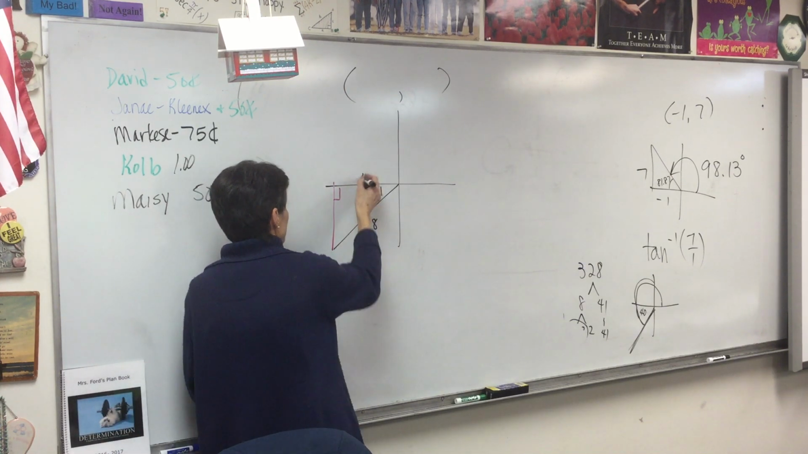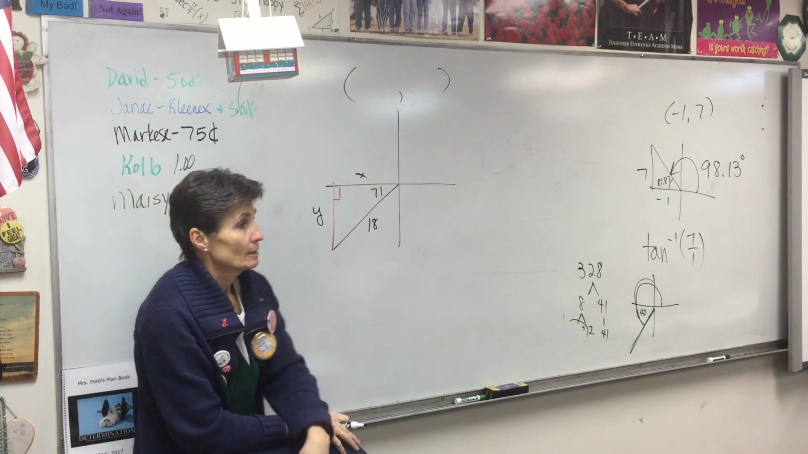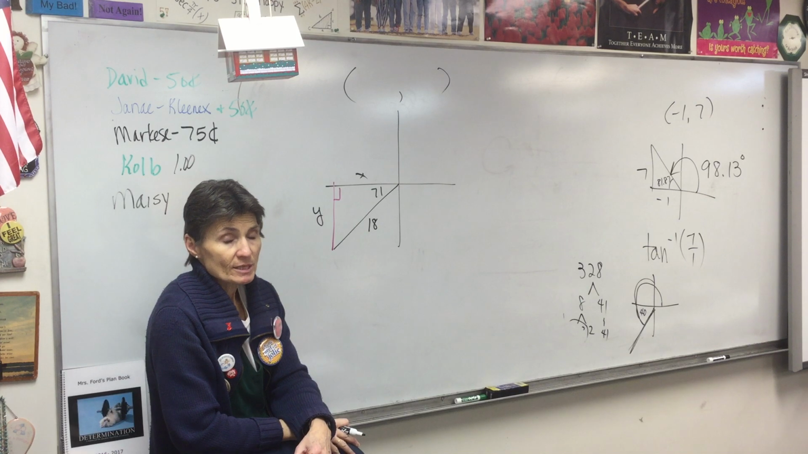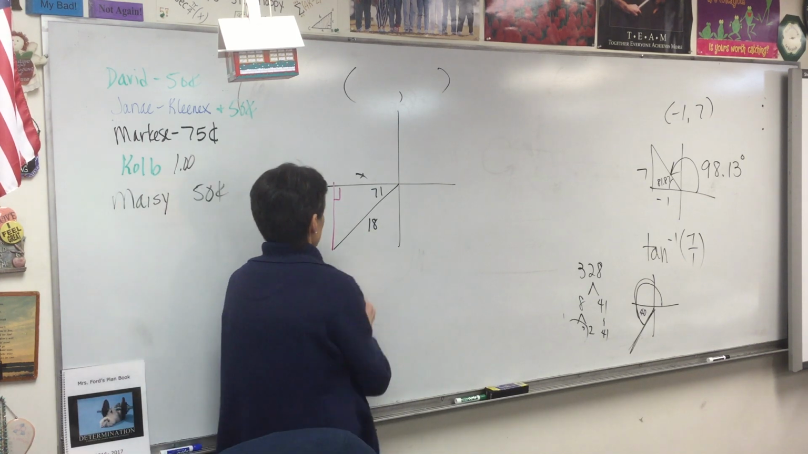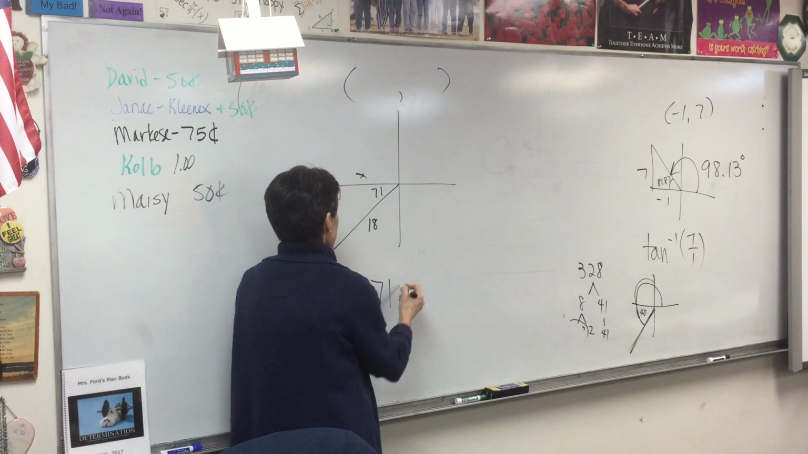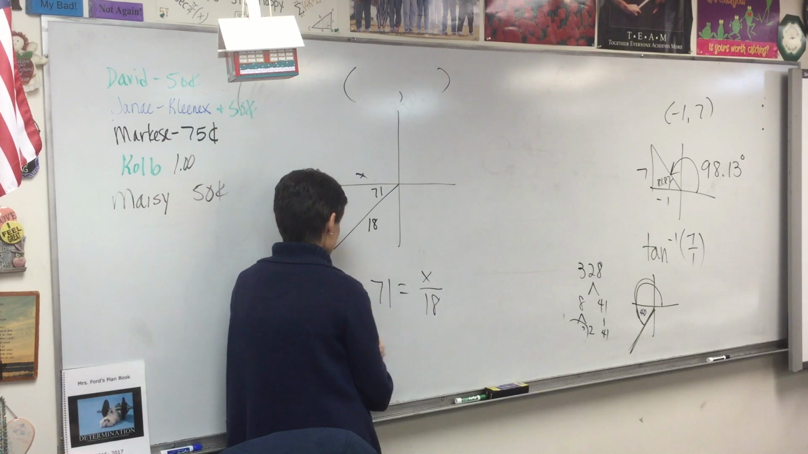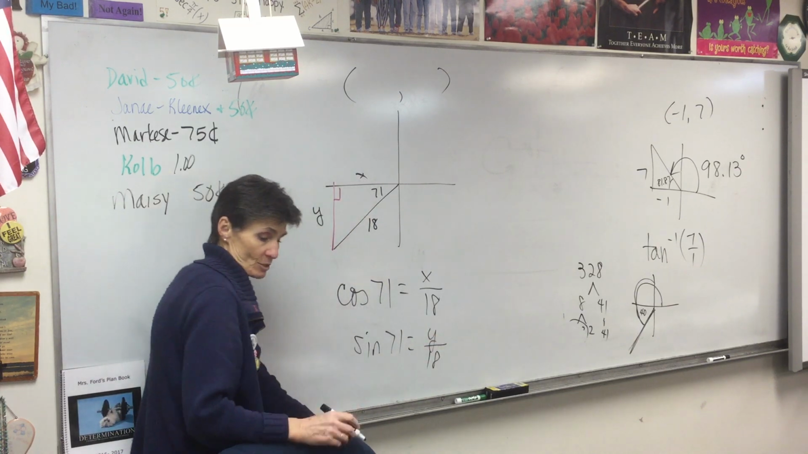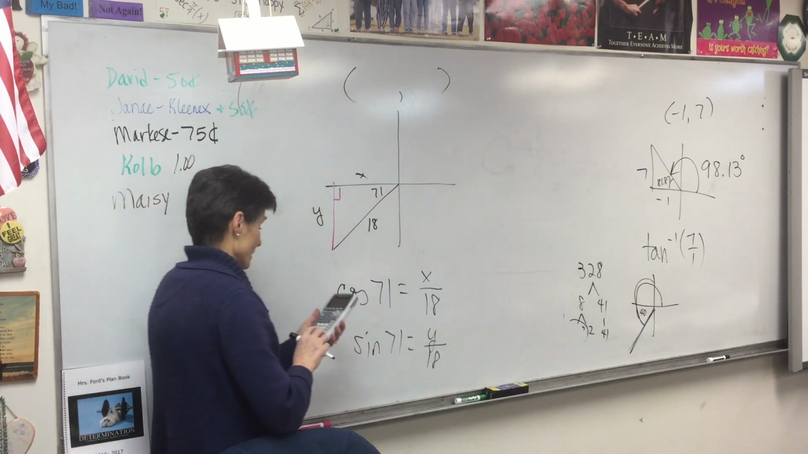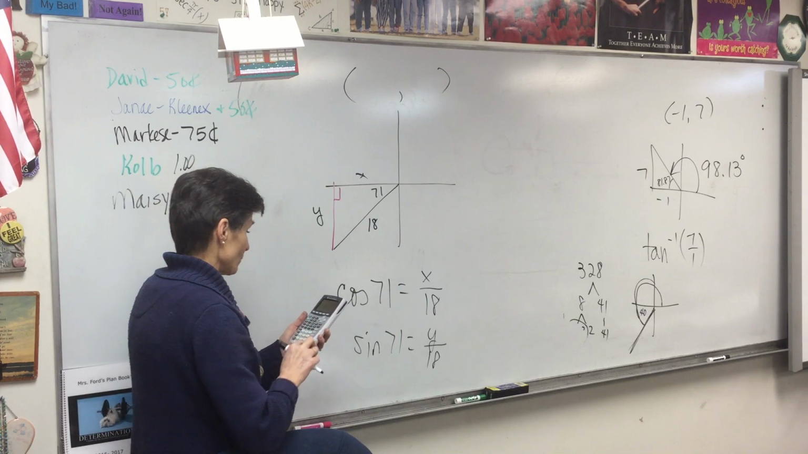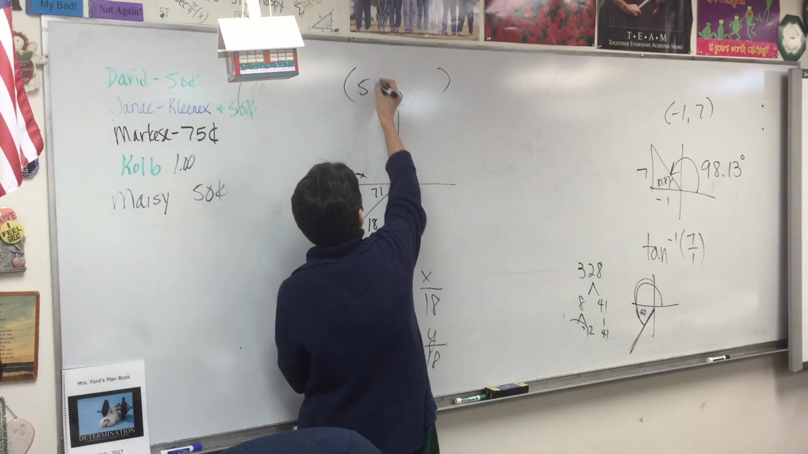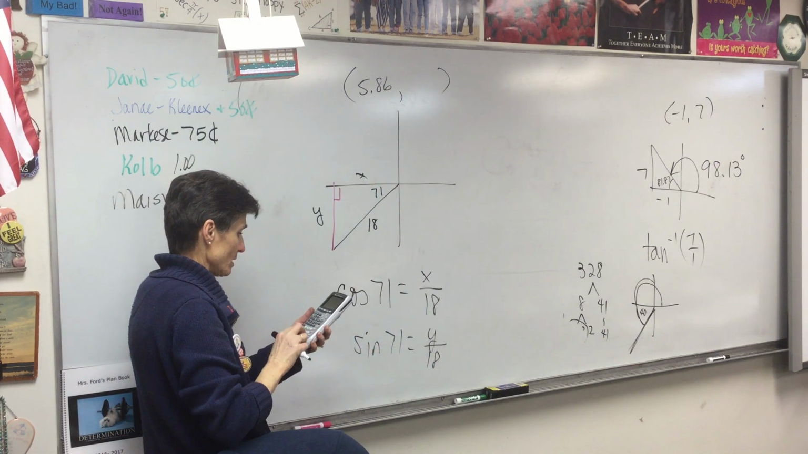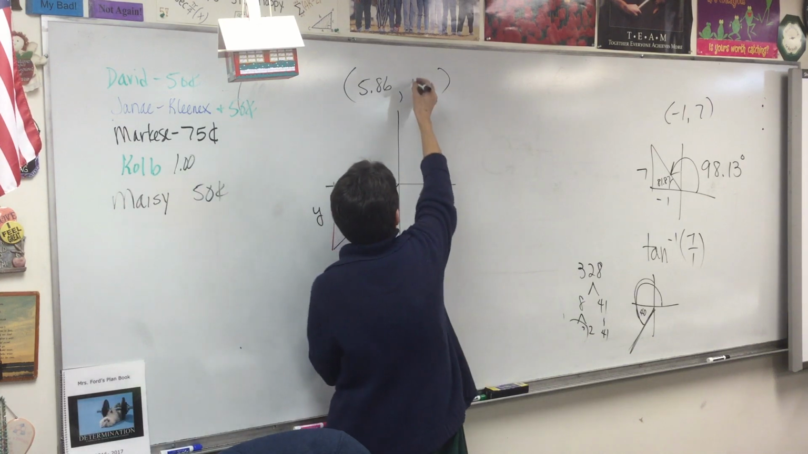So my butterfly bow tie, there we go. To find X and Y, I'm going to have to use sine and cosine. Sine is always Y. Exactly. So cosine 71 equals X over 18. Sine 71 equals Y over 18. So I'll go to my calculator. 18 cosine 71 is 5.86. 18 sine 71 is 17.02.